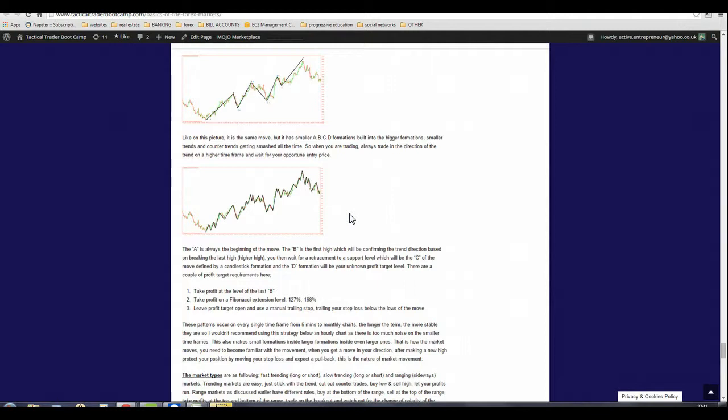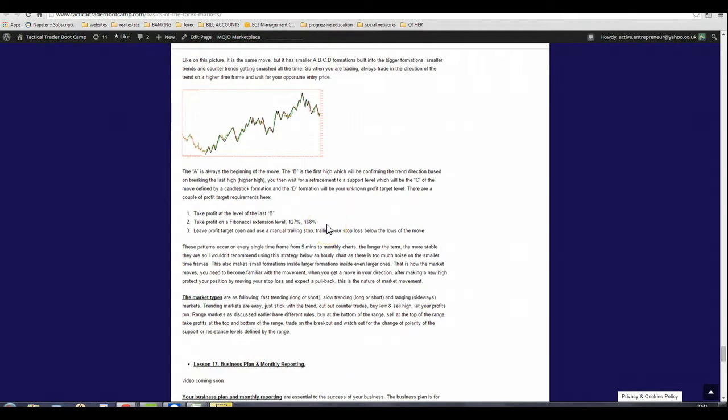Okay, and number 3 would be leave the profit target open and use a manual trailing stop, trailing your stop loss below the lows of the move. So you would move your stop up every time it made a new high. When the last move makes a new high, move your stop to the bottom of the last move. Okay, so that's a manual trailing stop.